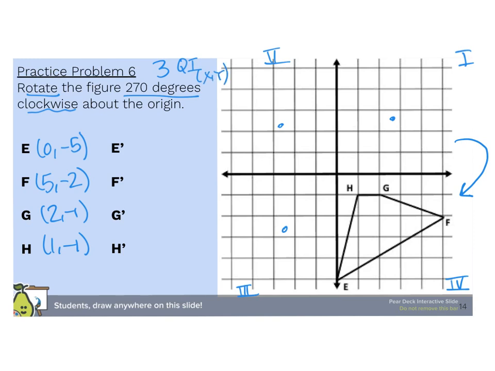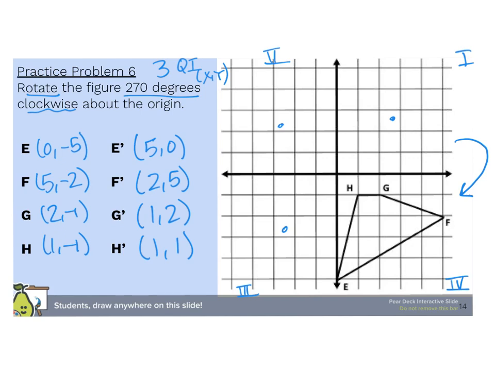Now for 270, everything switches. So instead of (0, 5), it's (5, 0). Signs are positive. Instead of (5, 2), it's (2, 5). Signs are positive. Instead of (2, 1), it's (1, 2). Signs are positive. And (1, 1) remains (1, 1), but the signs are positive.